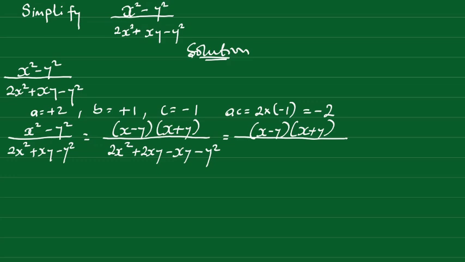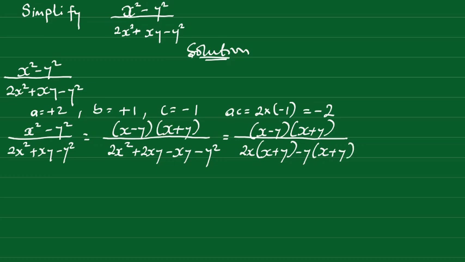We factor out 2x from 2x² plus 2xy. Factor out 2x, and we have (x + y). Now we have minus xy minus y². We factor out minus y, and we are left with (x + y).